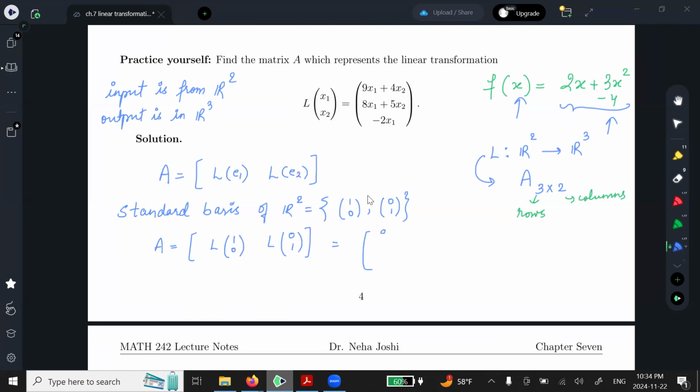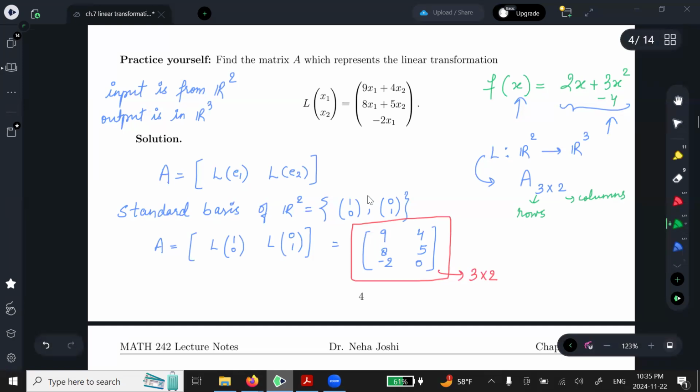And when I plug it in, so x1 is 1 and x2 is 0. Plug that in the function. What do you get? -2, right? And plug the second vector as the second column, and you got 4, 5, 0. And this right here is the matrix of my linear transformation. And you can check that this is the correct size based on what is happening with this transformation.